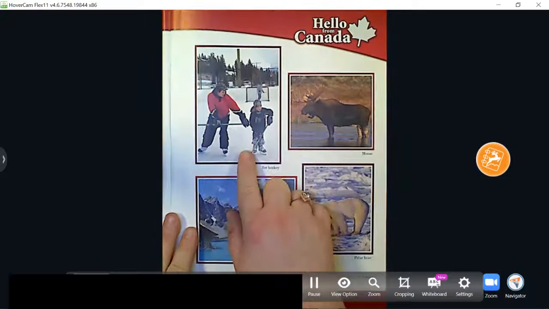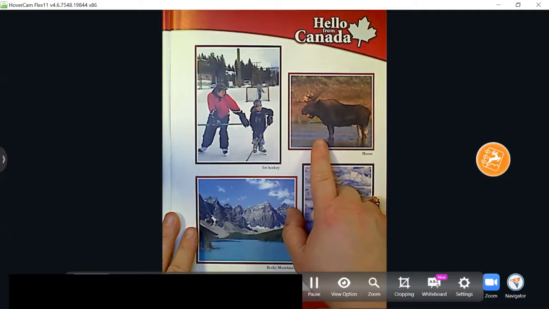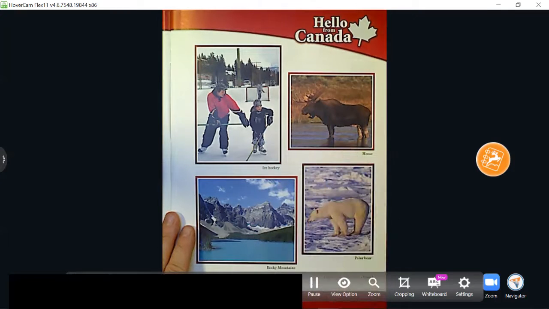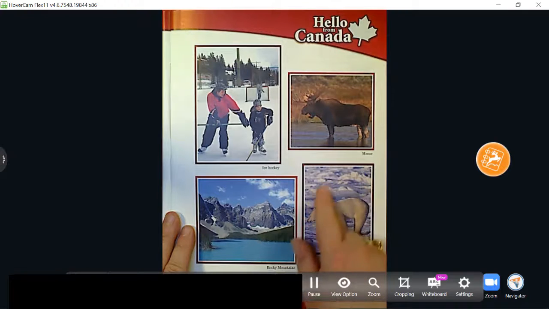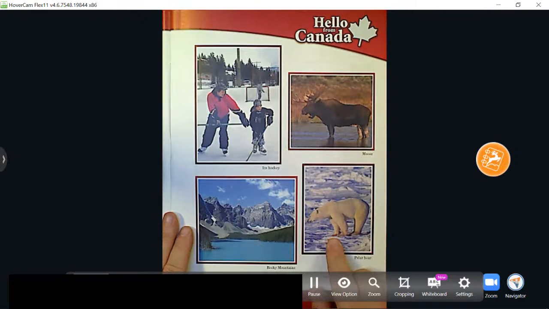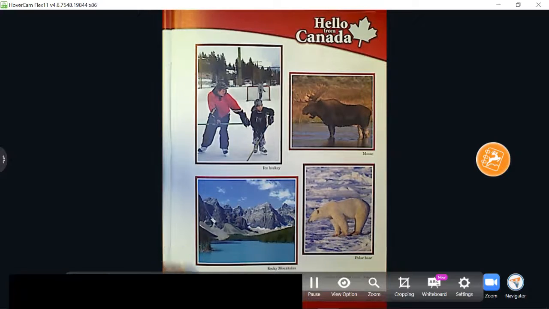They also love to play ice hockey in Canada. You can find moose in Canada. Have you ever seen a moose? They have moose in Canada. They have Rocky Mountains. We have some Rocky Mountains in the United States too, but these ones are different. And they have polar bears. You can see polar bears and lots of snow and ice in Canada.